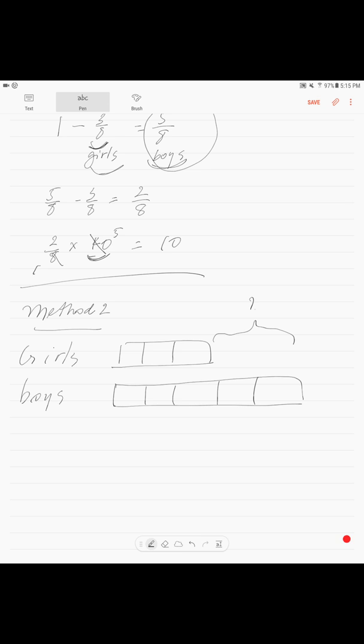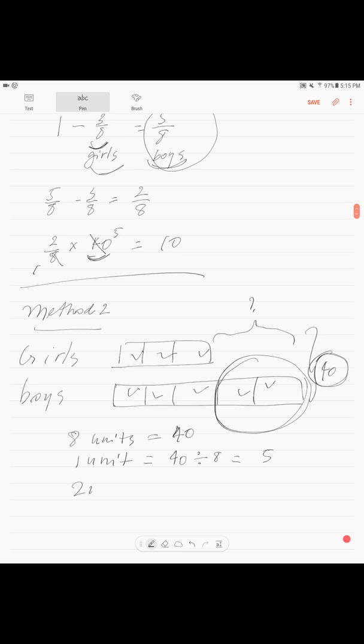So they ask you what is the difference if everything is 40, right? So total is 8 units, and you see it from your fraction, right? So 8 units, and you can see your 8 units is 40. 8 units is 40, okay? So how much is 1 unit? 1 unit is 40 divided by 8, which is 5. If you want to understand the difference here, which is 2 units, 2 units is 2 times 5, 10. You get the same answer. So the answer again, there are 10 more boys than girls in the club.